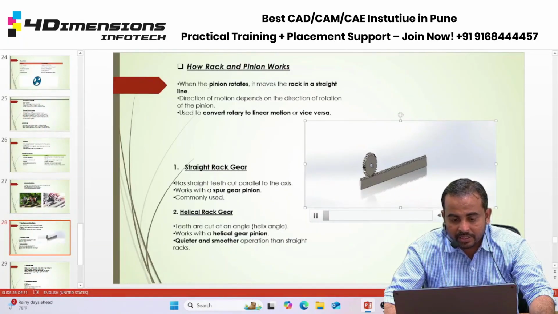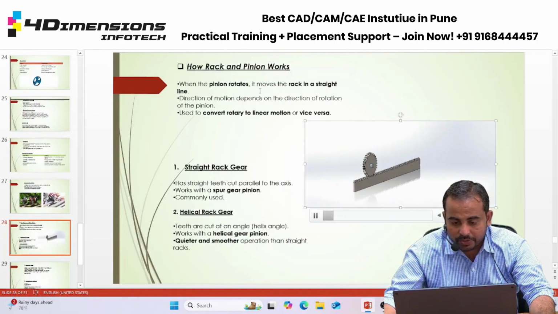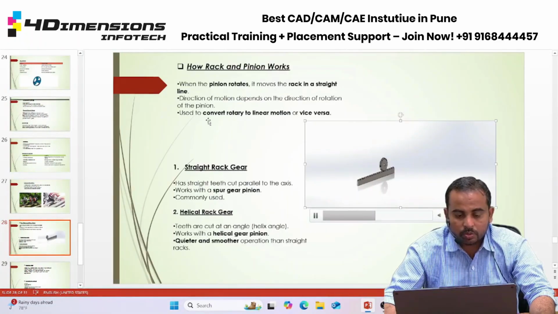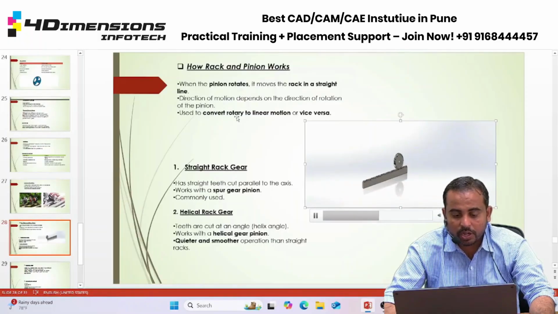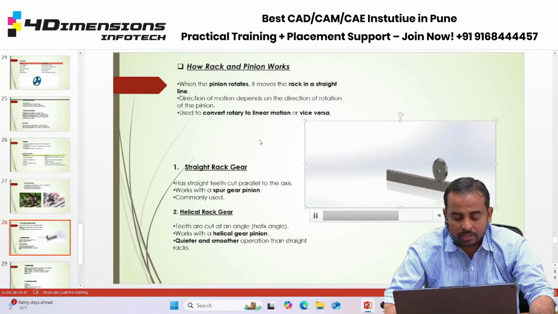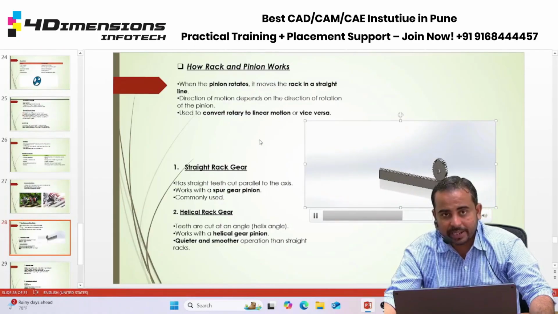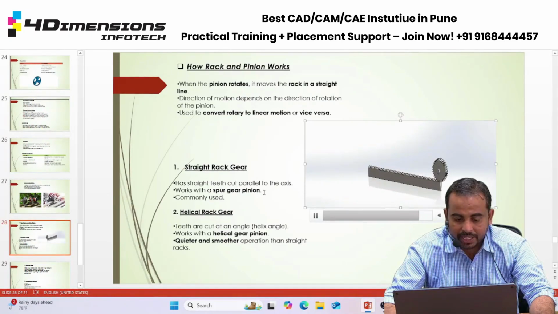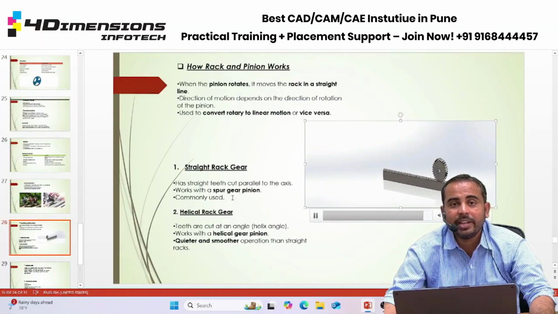Now we can see here, when the pinion rotates, it moves the rack in a straight line. Direction of motion depends on the direction of rotation of the pinion. So overall we can say they are usually used for converting rotary to linear motion or vice versa. Now there are different types of rack and pinion arrangement, such as the straight rack gear, which has straight teeth cut parallel to the axis of the gear, works with the spur gear pinion, and it is very commonly used.